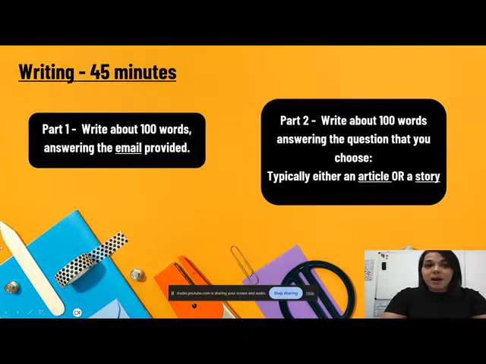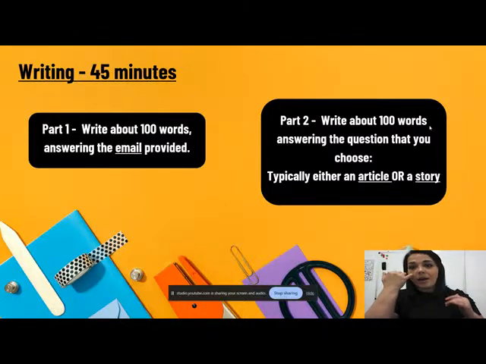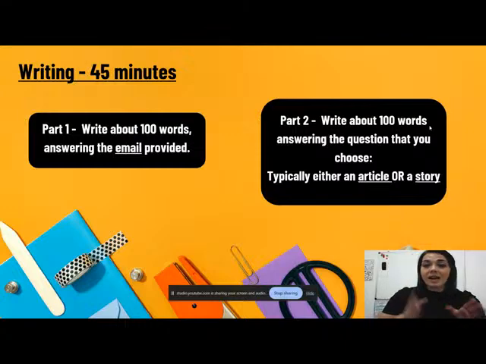In the first part, we have about 100 words, and it's typically answering an email. I think in the past, it was answering a letter, and I think now it's almost always an email. In part two, it's a similar length, about 100 words as well, but you have a choice. You can choose to either write an article or a story.